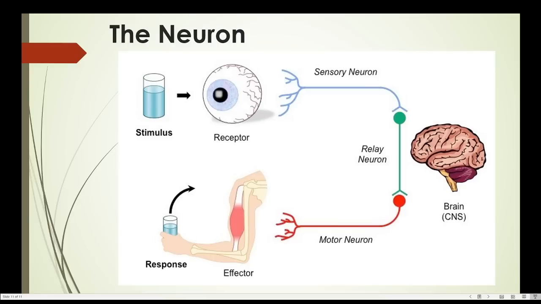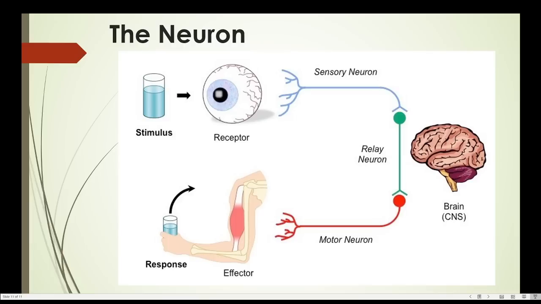Yung tubig na yon or any drink will serve as the stimulus. What is a stimulus? Stimulus is something in our environment that incites activity. So, dahil ikaw ay uuhaw, naghahanap ka ng inumin, yung inumin mo, yun ang stimulus mo. So, nakita mo yun. Nakita mo siya gamit ang iyong mata. Ang mata ninyo ay tinatawag na receptor.